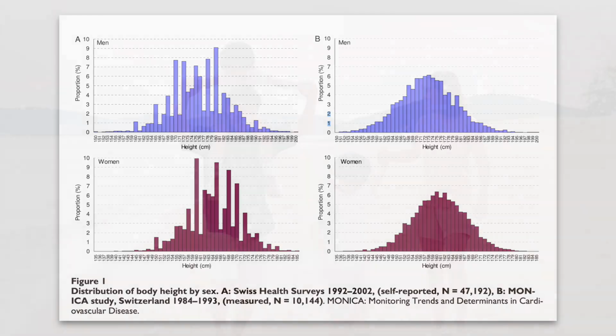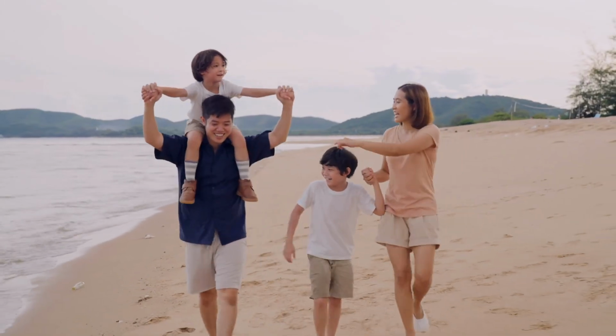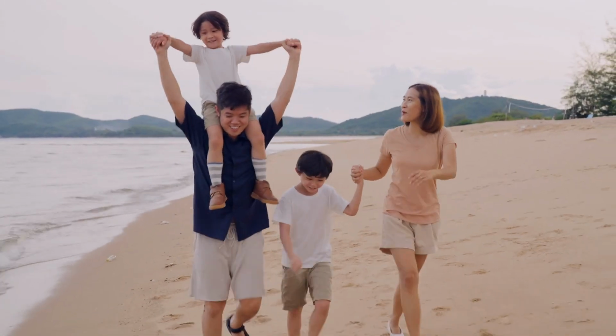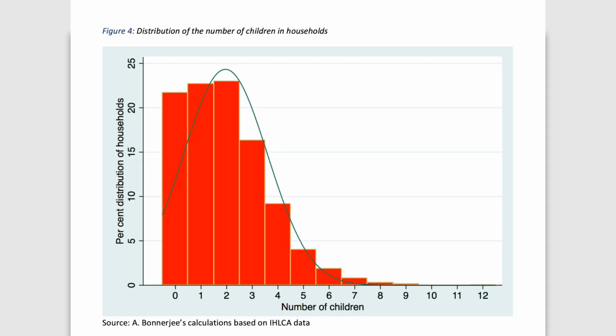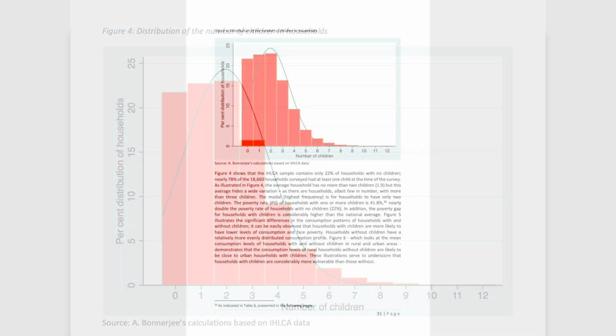But now let's look at some other distributions. How about the number of children per household? Let's have a look at this publication from UNICEF. In this histogram, we see that 2 children was the most frequent number per household, followed by 1 child and no child. Households with 3, 4 or more children were much rarer. This data is clearly not normally distributed.